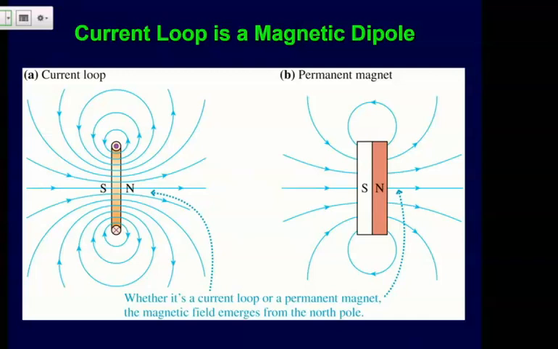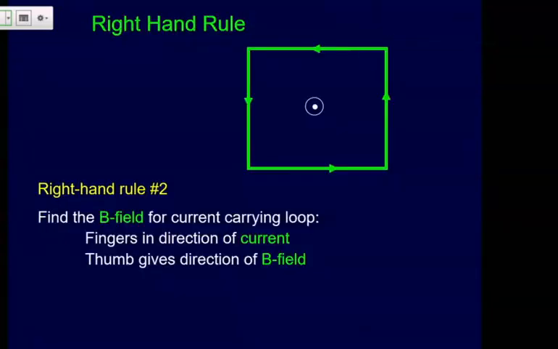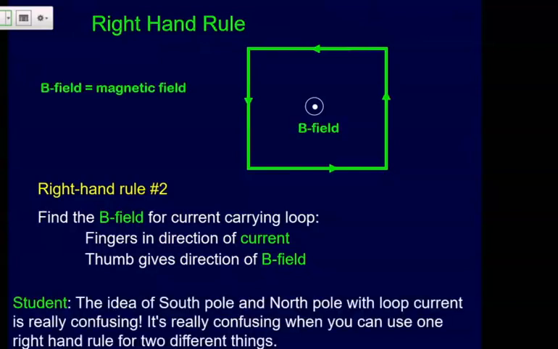Yeah? In this particular version, yeah, where your thumb is pointing would be like the north side of the magnet for this magnetic dipole. Yes? Other questions? Okay, so let's just go in and do some examples.